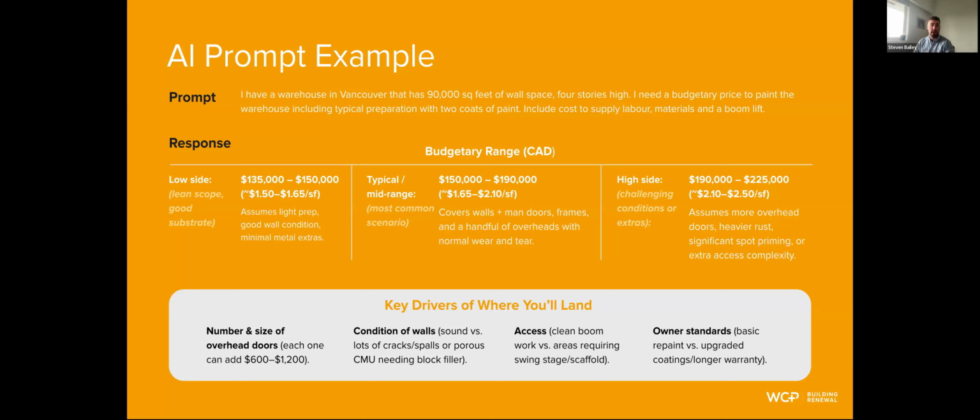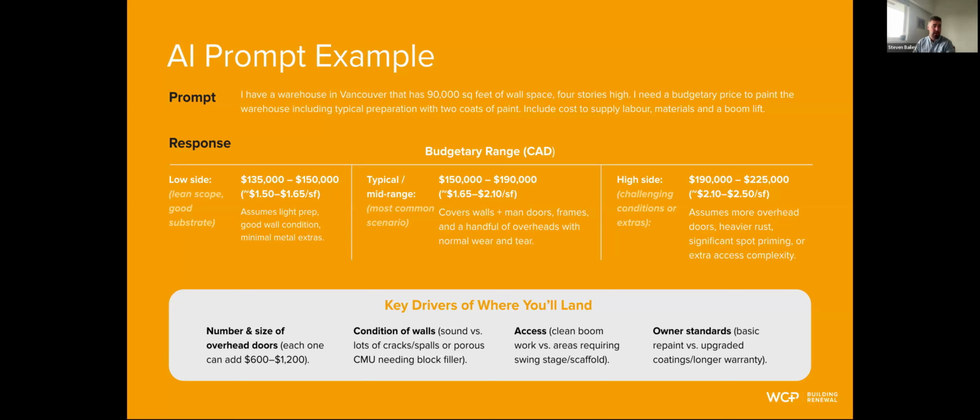Then it'll give you a typical range, right? Where's that mid-range, most common scenario? This should be the average budget for your project, by the way. But this would obviously assume, okay, there's going to need to be wall coverings. There's going to need to be covers on doors, frames, a handful of overheads, and there's going to be some wear and tear on the building.